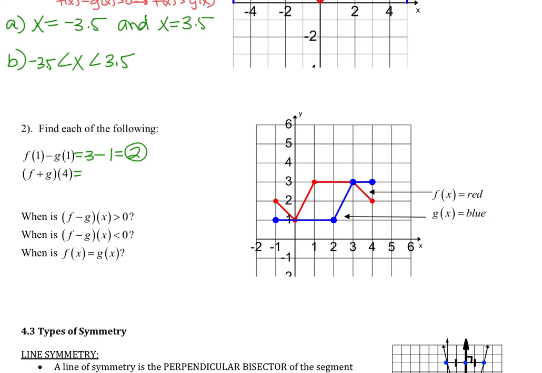And then f plus g of 4, that would be f of 4. So that's 2 plus g of 4, which is 3. So we get 5. Any questions yet?